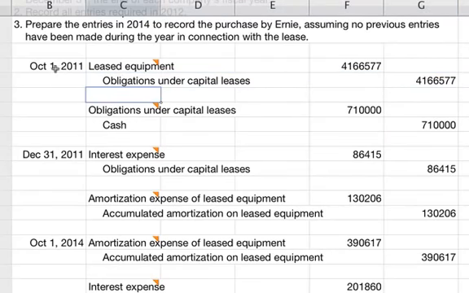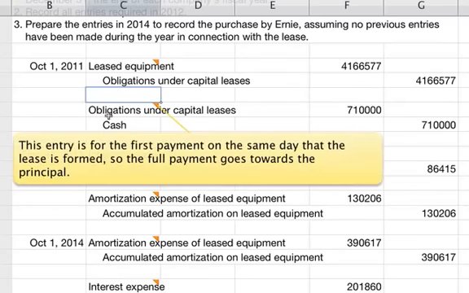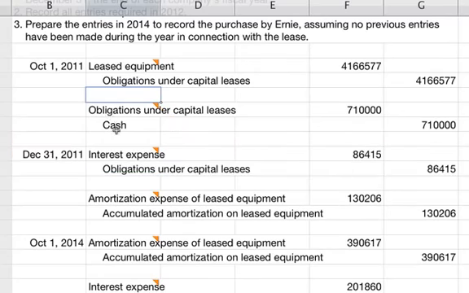Now on the same day, October 1st, 2011, we are going to debit obligations under capital leases as well, because this is our first payment. The entry is for the first payment on the same day that the lease is formed, so the full payment here is going to the principal, and of course you have cash going out of $710,000.